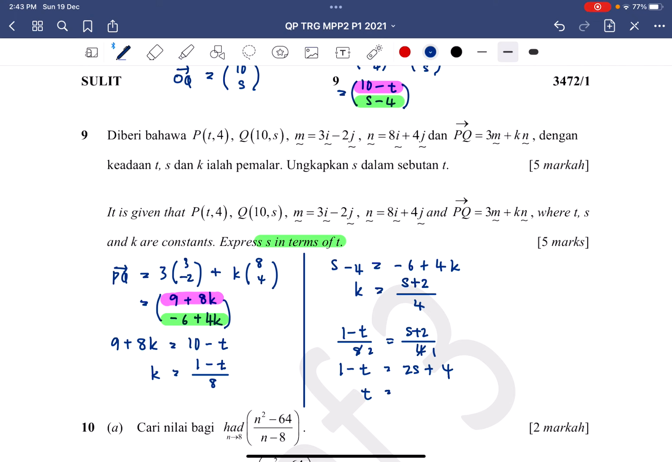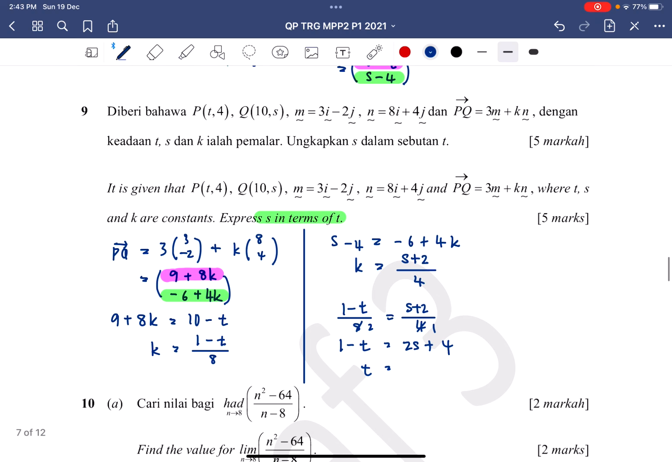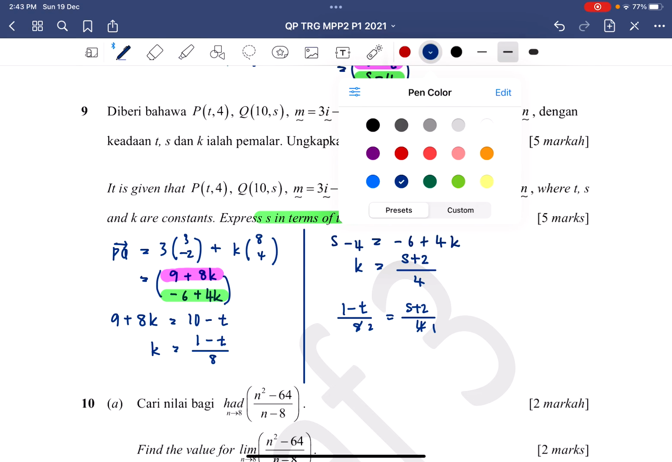And finally, I will get t equal to negative 2s negative 3. Oh, sorry, they want s in terms of t. So I made a mistake here. They want s in terms of t. So if they want s in terms of t, sorry, I have made a mistake here. So I use another color.